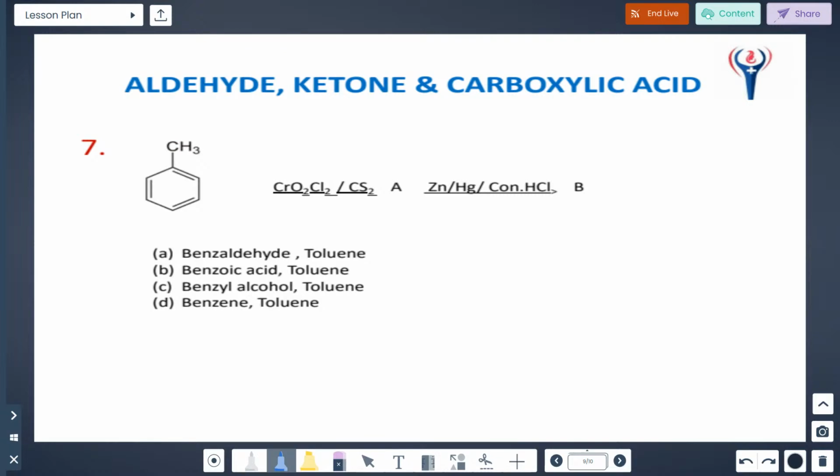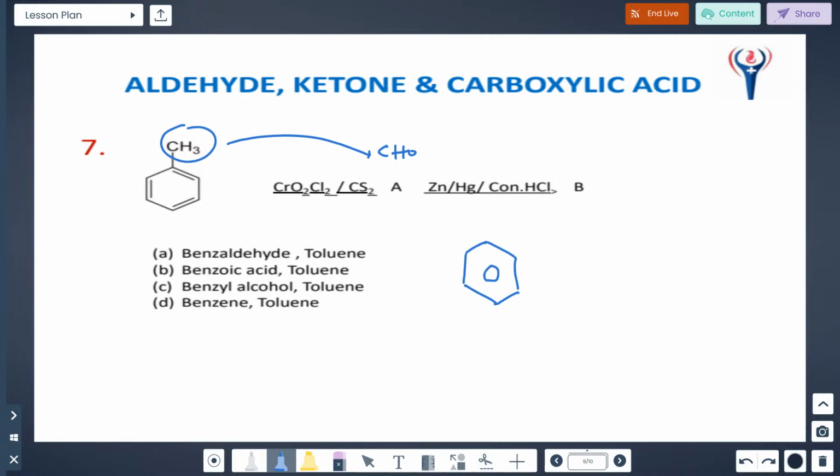Alkyl benzene becomes aldehyde. So this part becomes directly CHO. This benzene ring is there. So benzene plus aldehyde, benzaldehyde. Understood? Okay. Now again, this benzaldehyde, I am writing A to B only. The benzaldehyde. Anyhow, we found out A is benzaldehyde. Now A to B.